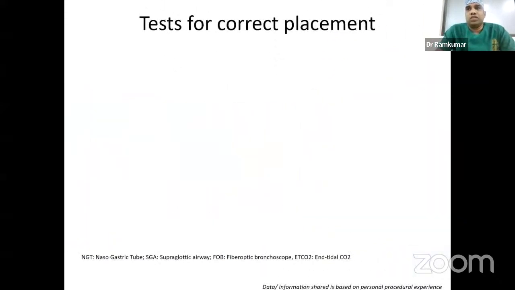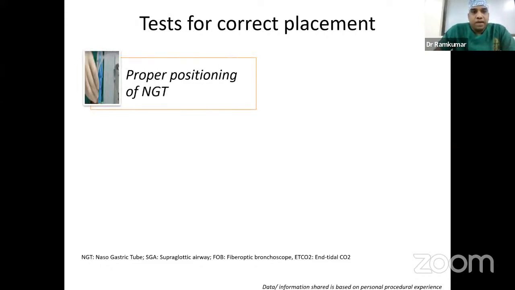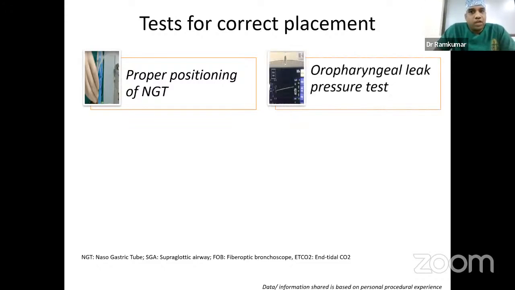Coming to how you will know that the device has failed, you need to know the ways to test the correct placement. An important thing is when you are able to pass a nasogastric tube into the stomach and you can aspirate, that means the tip of the mask is in the upper esophageal sphincter. That means the ventilation orifice of the cuff is in line with the laryngeal inlet, so your placement is almost correct. Or you can perform an oropharyngeal leak pressure test, which is near to the advised manufacturer's number. That means you can get very good ventilation with the device, so your placement is right.